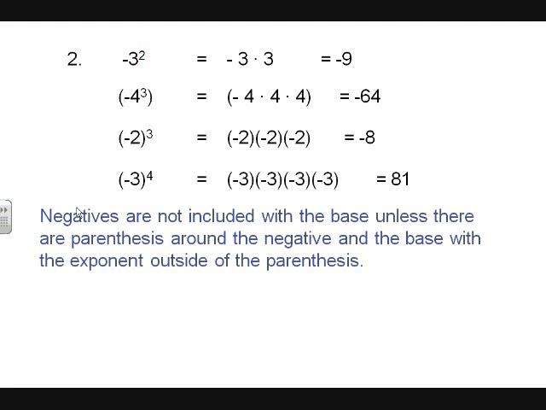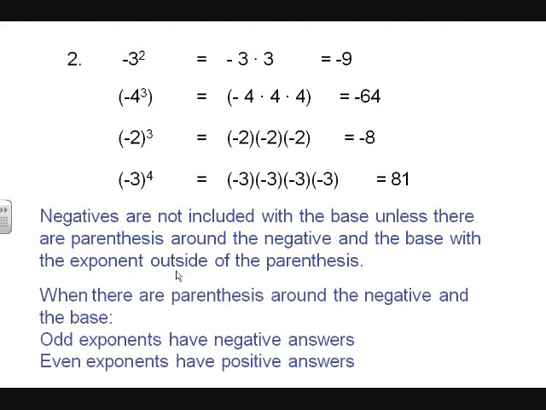So the rule that's made by this is negatives are not included with the base unless there are parentheses around the negative and the base with the exponent outside of the parentheses. Then the second part to this is when there are parentheses around the negative and the base, odd exponents have negative answers and even exponents have positive answers.